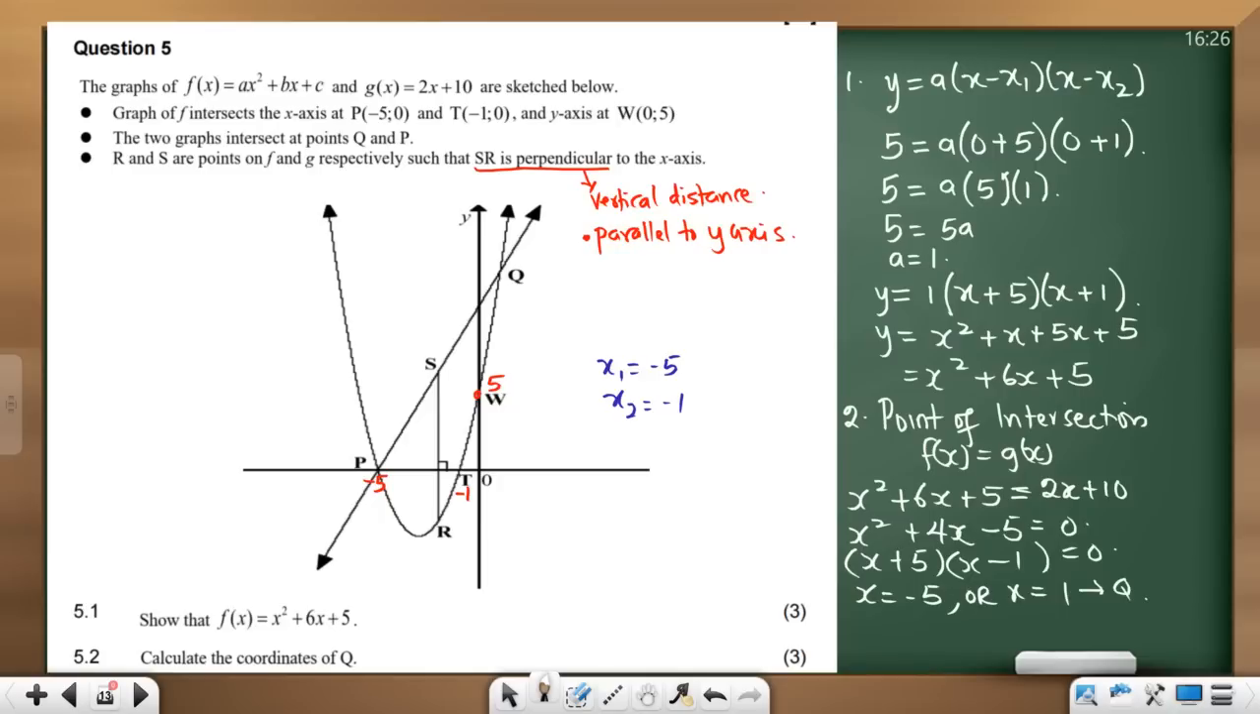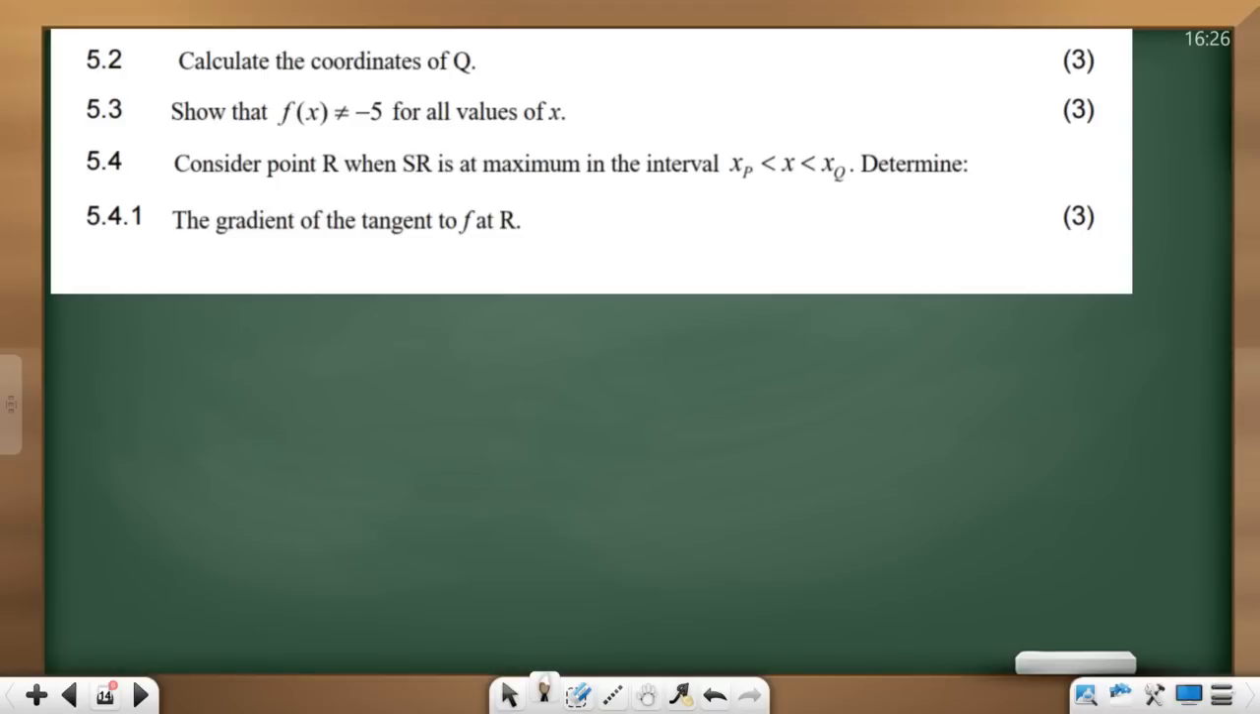Coordinate, which means I must get the y value. Just sub in into the simple equation g of x. All right, 2 into 1 plus 10. And that will give you what? 12. So what is q? 1, 12. Make sure you write it as a coordinate. Very important if the examiner is asking you for coordinate. You can pause, rewind, and rewatch. Oh yeah, calculate the coordinate of q, done.